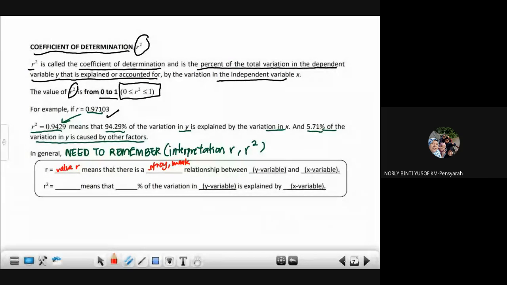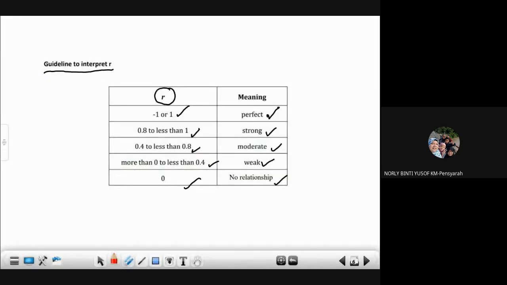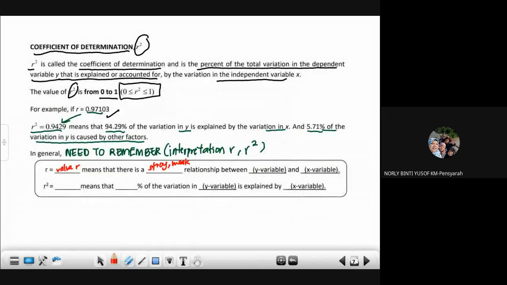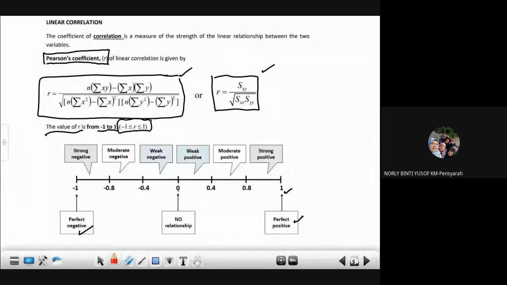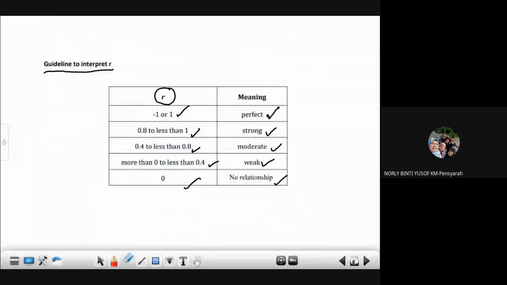Kan yang tadi kita belajar guideline to interpret R. Kita ada perfect, strong, moderate, weak. So kita ada jenis meaning tu. So meaning tu you letak jenis R tu, contohlah strong ke, weak ke, moderate ke, perfect ke, is depend on your value for R. Dia dekat mana? Dekat in 0 to 0.4 ke, 0.4 to 0.8 ke, 0.8 to 1, you punya range. Sama kalau negatif pun sama.